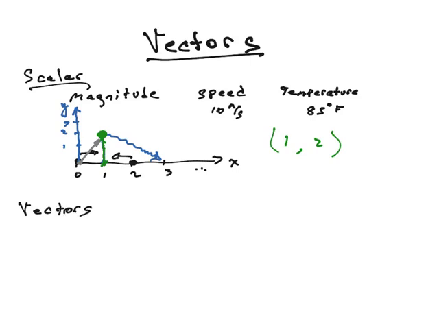Vectors, in the most general sense, are arbitrary quantities that, instead of just telling you one piece of information, the magnitude, give you 2 pieces of information. They tell you the magnitude as well as something extra, which is the direction.